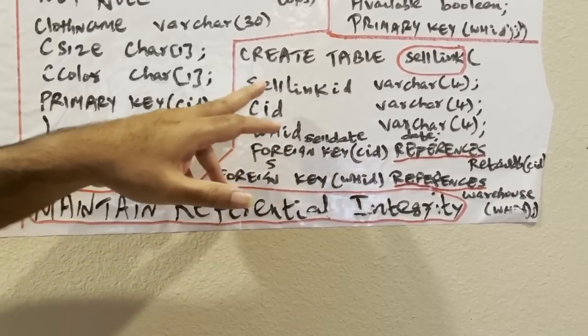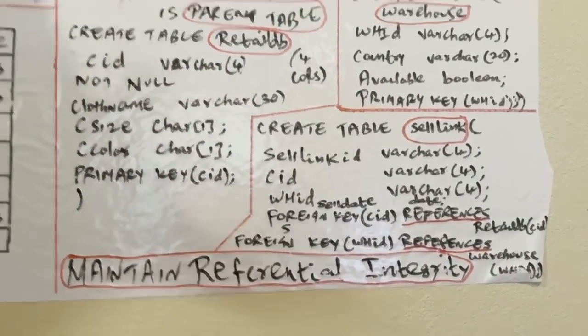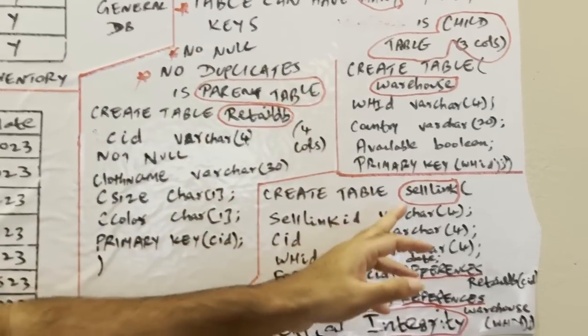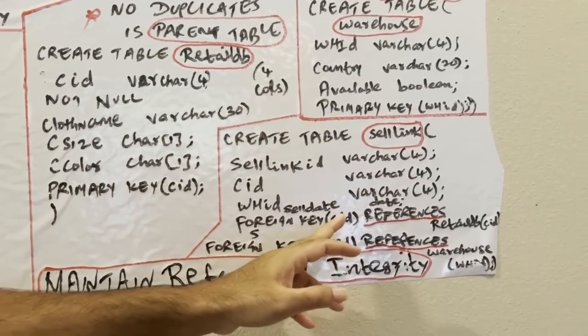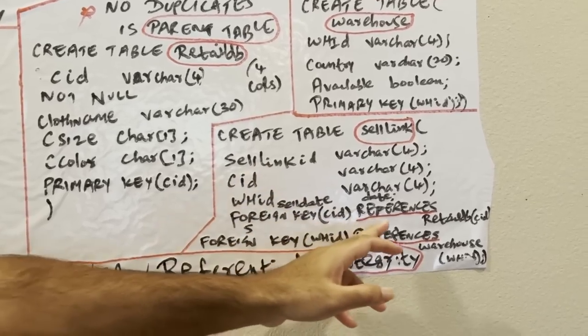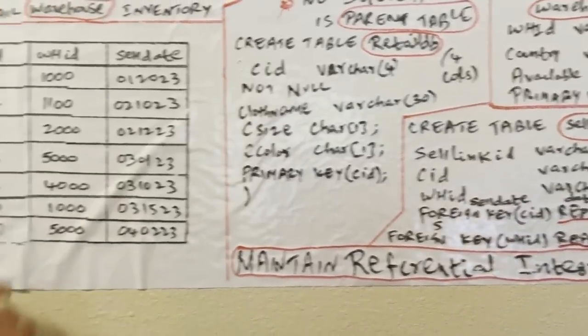I'm saying here, I want to link these 2 tables, right? Independent tables, nothing in common between these 2 tables. So I create this table. I say here foreign key of CID, references retail DB of CID. So this is linked to this now. See, we linked one table.